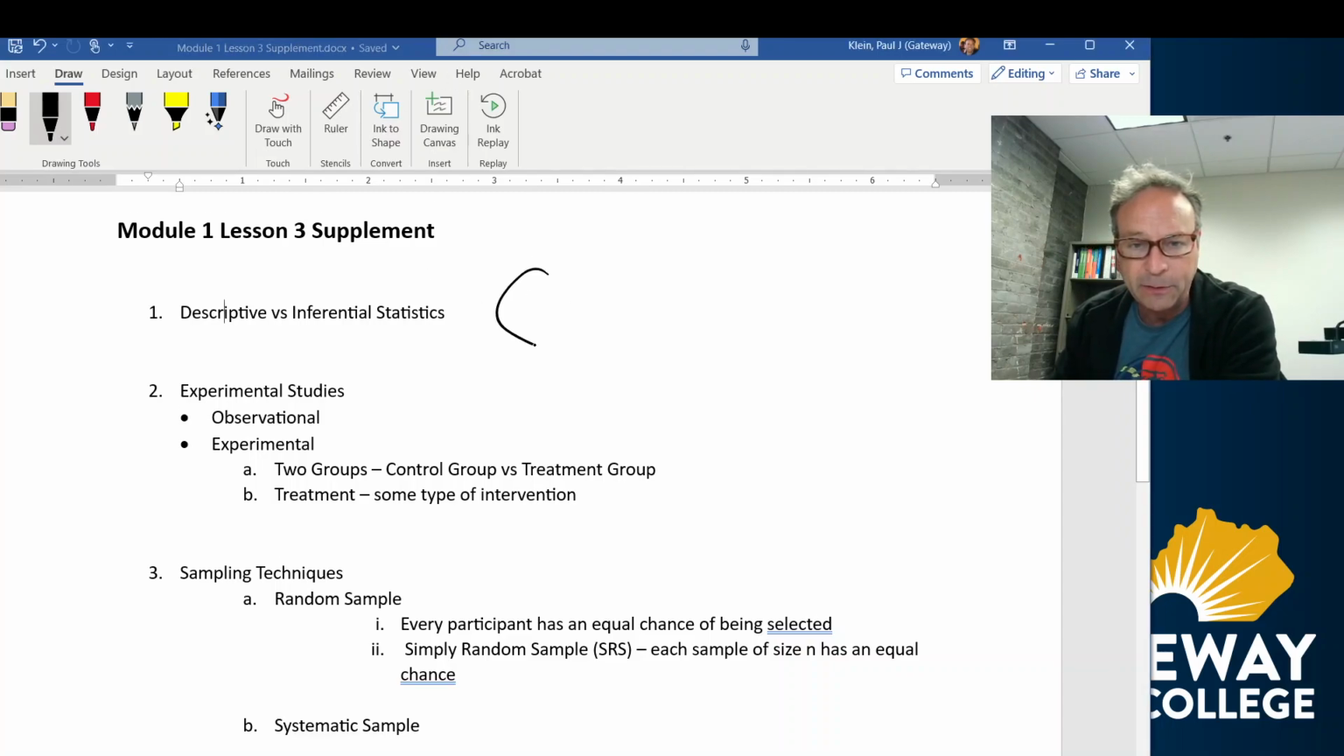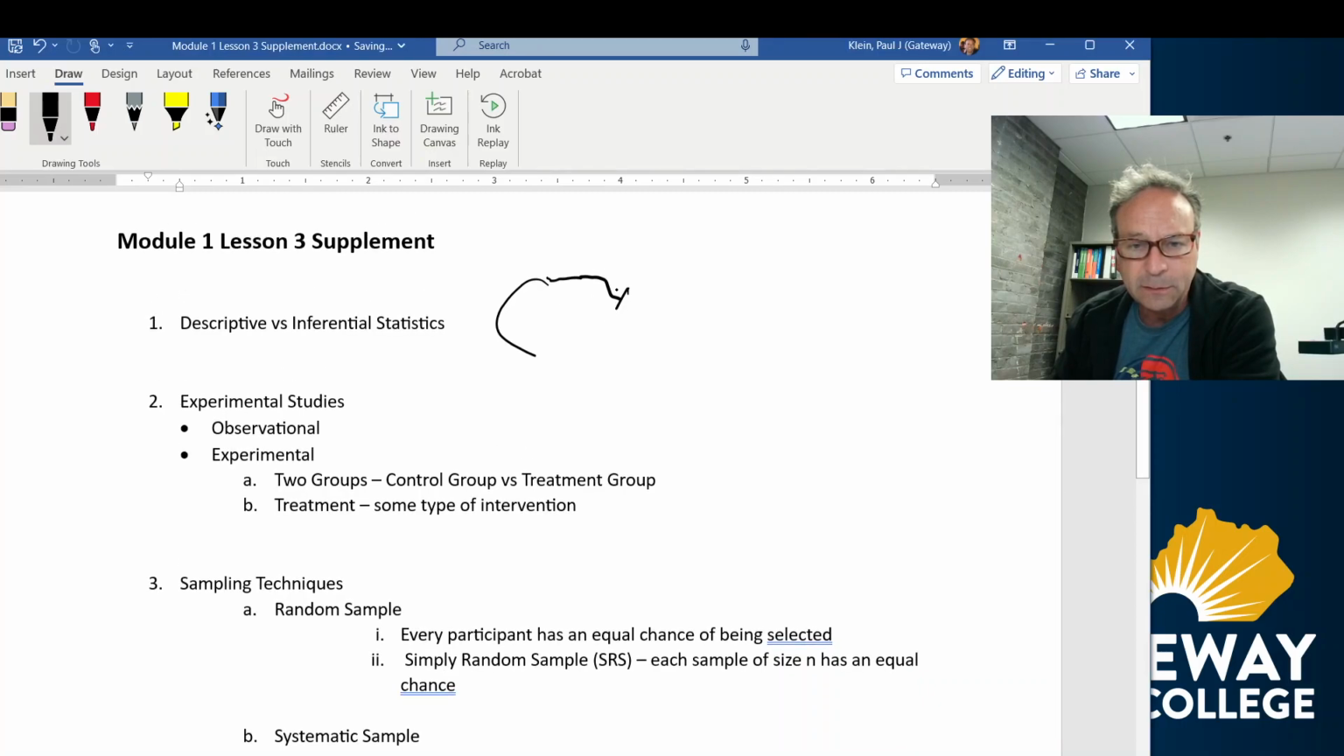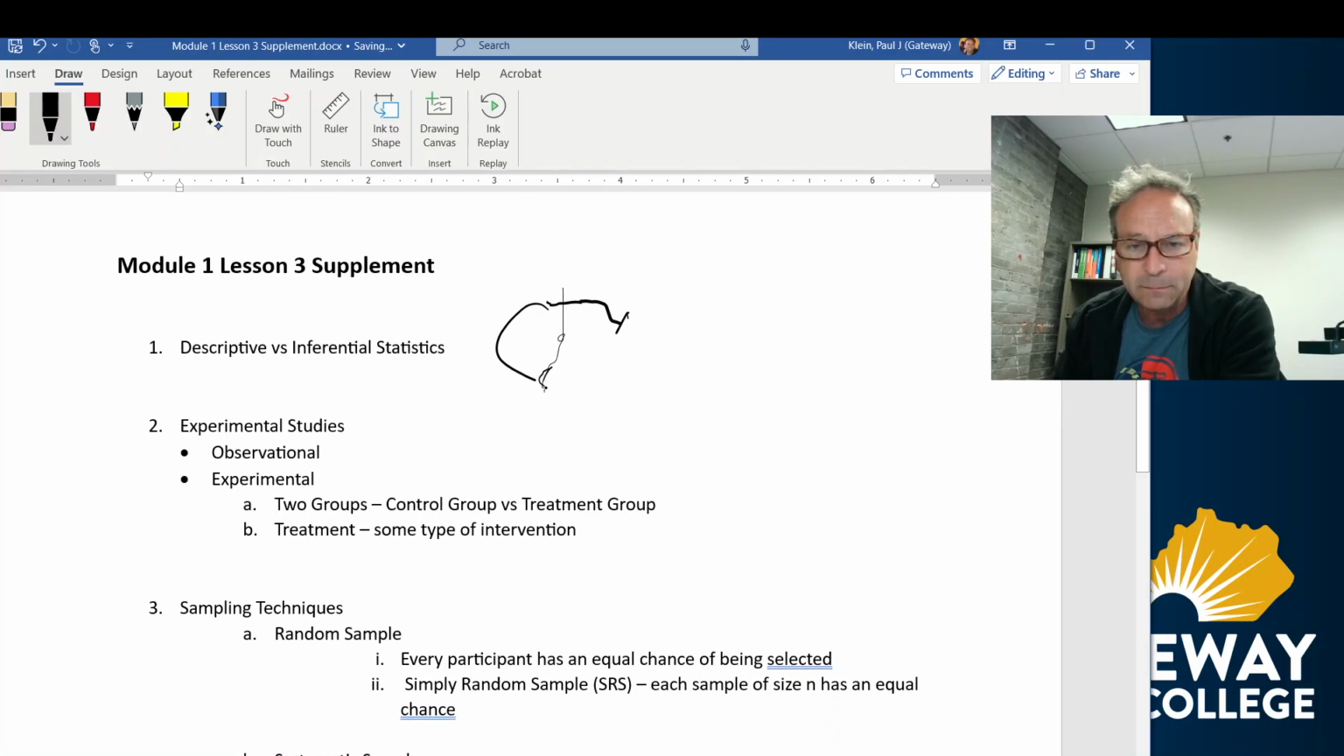So let's see if I can draw on this thing here. Let's say I have a population here. Oops. Okay, that was a good first start, right? Okay, eraser. Let's try this pen.